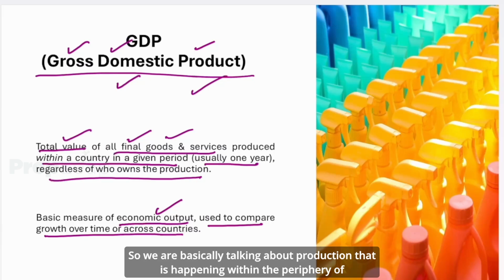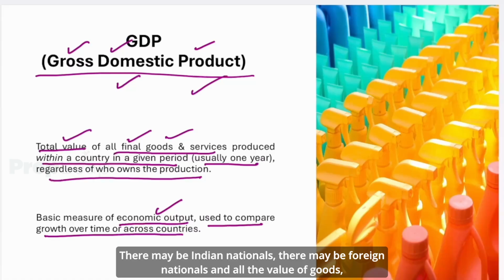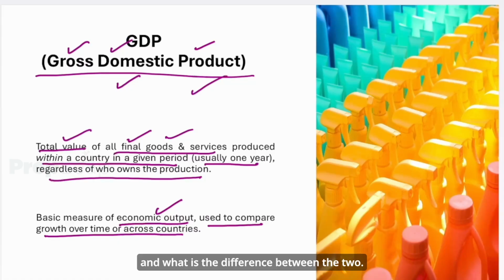So we are basically talking about production that is happening within the periphery of the country by the people who are residing in the country. They may be Indian nationals, they may be foreign nationals, and all the value of final goods and services counts.